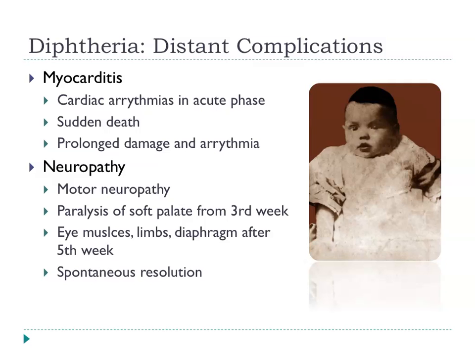In addition to those complications that you get locally, you get distant complications. You get damage to the heart muscle, myocarditis as it's called. And in the acute phase of the illness, this can cause cardiac arrhythmias and sudden death, and it can cause prolonged damage and arrhythmia.